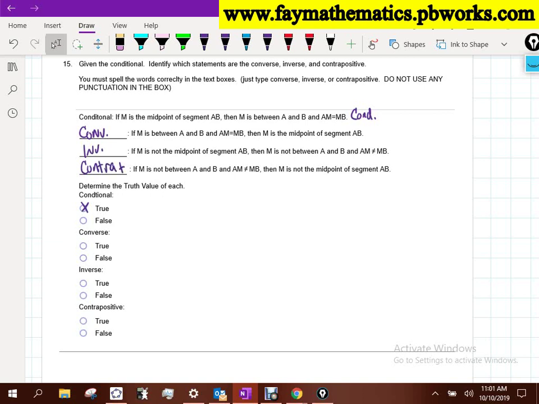Now, if I answer the converse, if M is between A and B and AM equals MB, so here we got A, B. They're saying M is between, to the point where we get that. Well, that means it has to be a midpoint. So the converse is true. The conditional is true, so the contrapositive is true. The converse is true, so is the inverse.